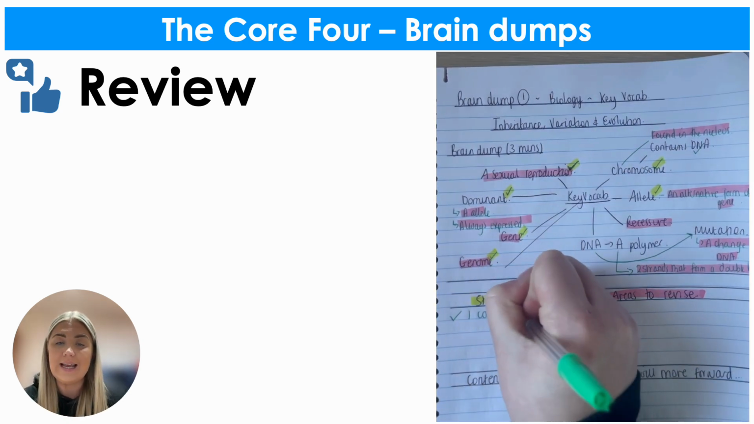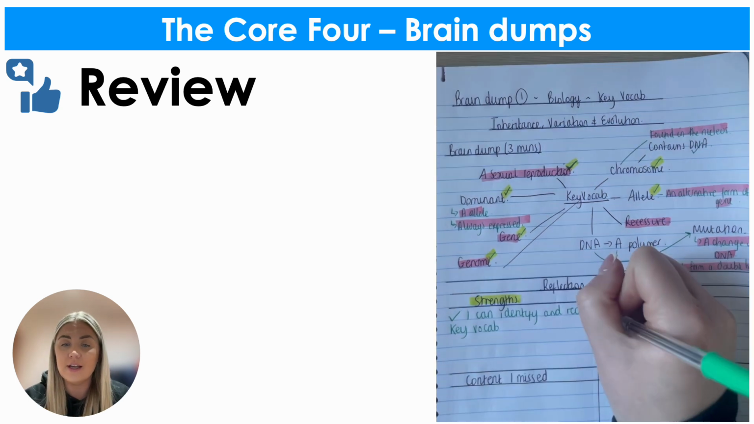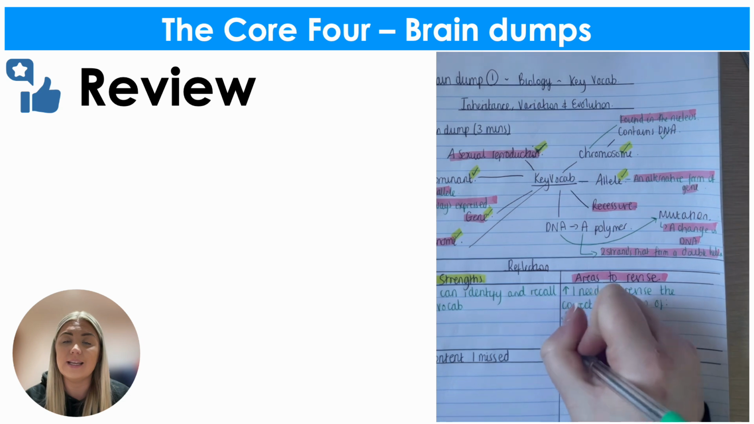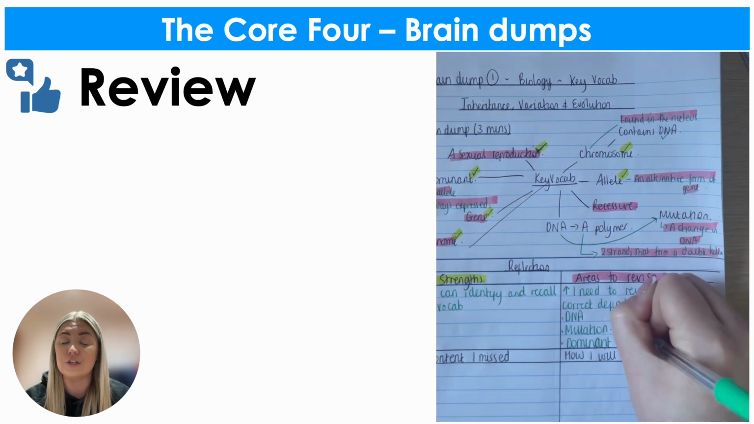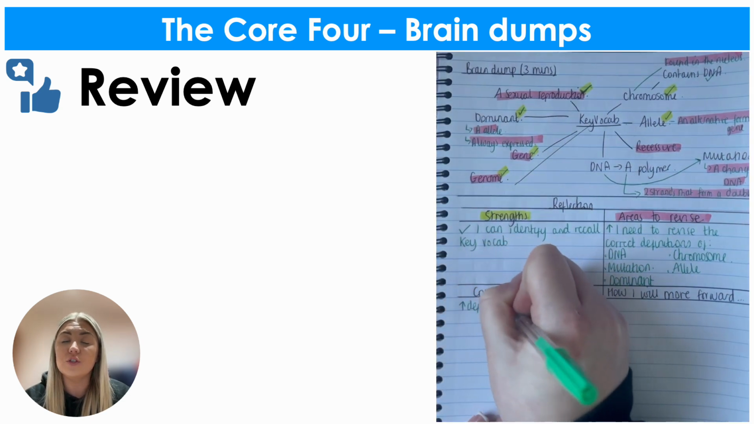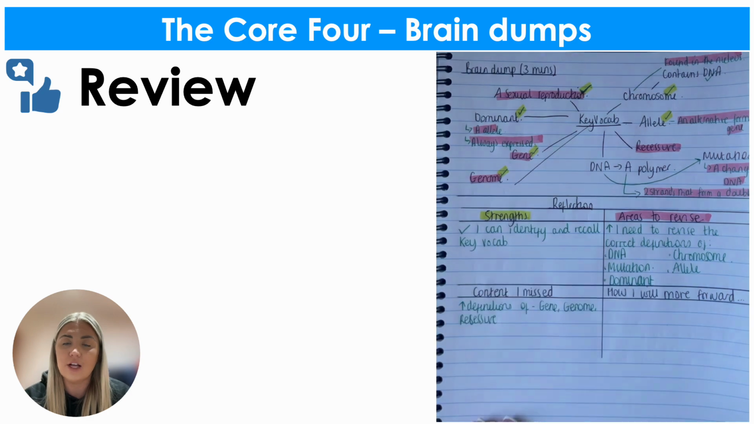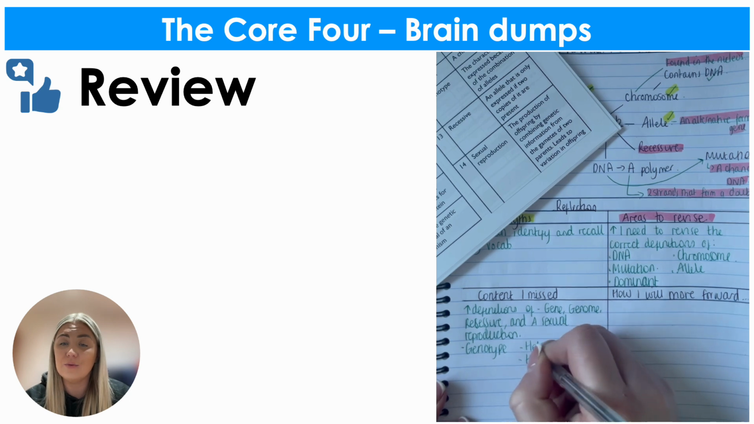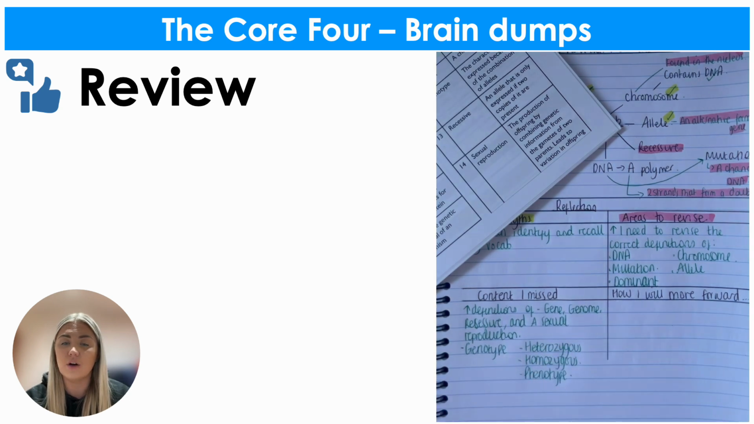So what you can see now is that I am colour coding my strengths and the areas that I need to develop, and I'm writing underneath each box what I need to do specifically. So my strengths, I've identified and recalled keywords. My areas to revise, I've picked out particular keywords that I need to revise the definitions for.